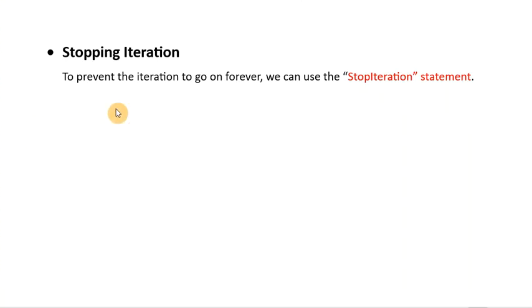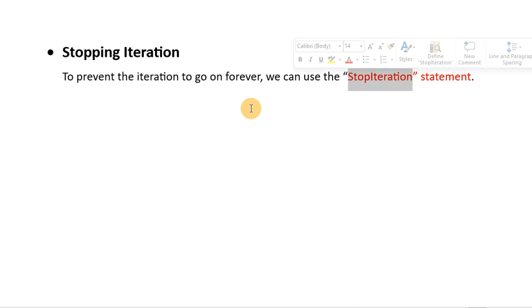So friends, here you can see, to stop the particular custom iteration, we have to use the statement StopIteration. The StopIteration statement we have to use. Then after that, the iteration will get stopped. Let me show you by practical here.